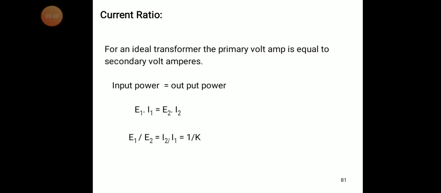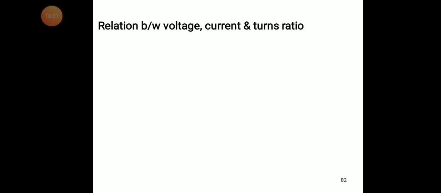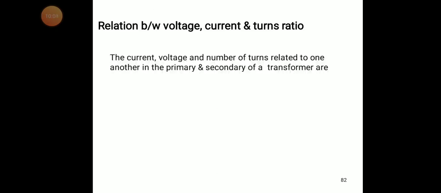E1 by E2 equals I2 by I1. You can also write it like this: E1 I1 equals E2 I2, or else E1 by E2 equals I2 by I1 equals 1 by K, where K is the turns ratio. So this is about the current ratio. Now we try to discuss the relation between the voltage, current and turns ratio.